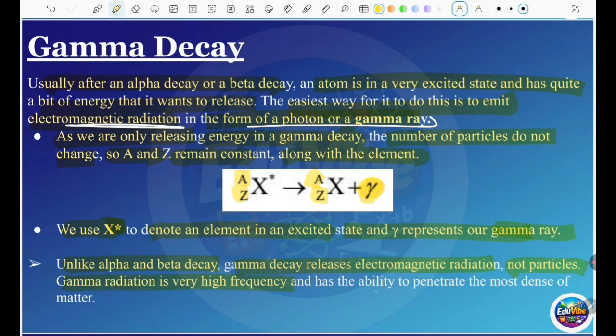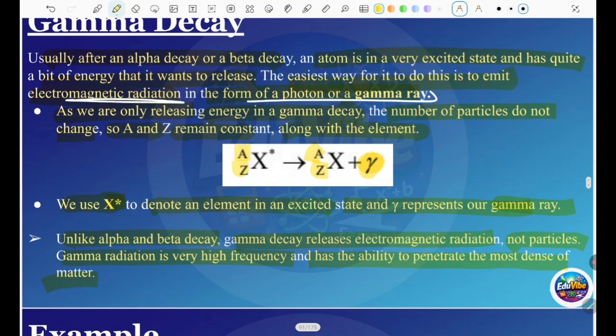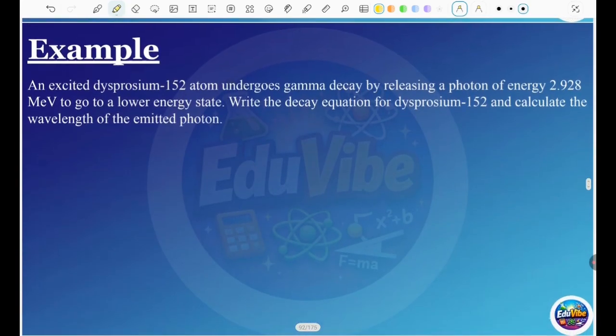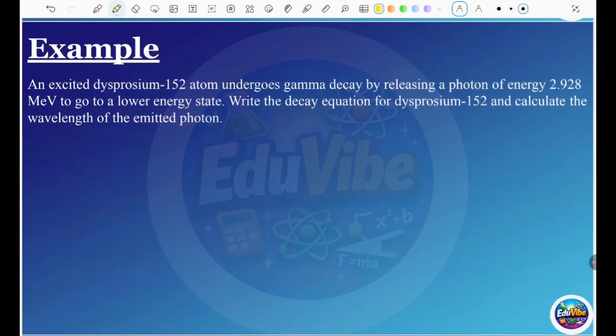Gamma rays have very high frequency. We discussed that in the theory in the previous lesson, and they have the ability to penetrate even the densest matter. That's the whole thing they repeatedly say. We have an example for the gamma ray. You don't get many equations, because these are simple equations where you just copy the same thing. So we have a different type of question in that.